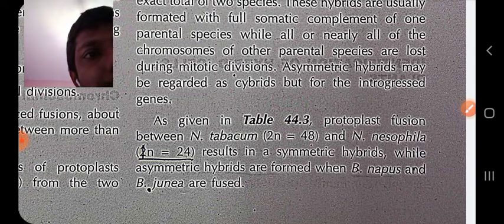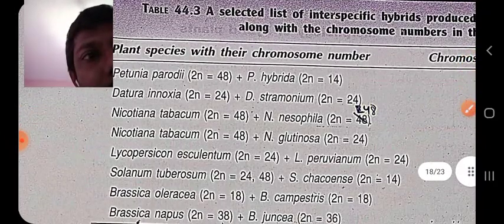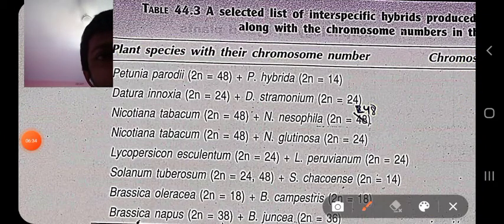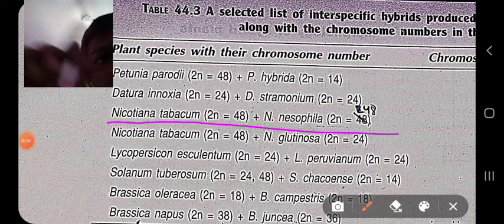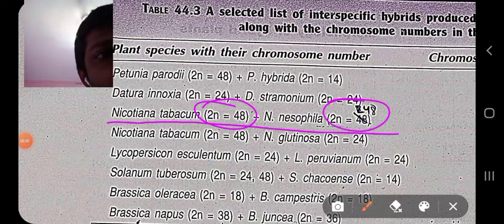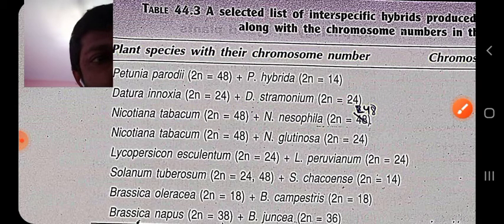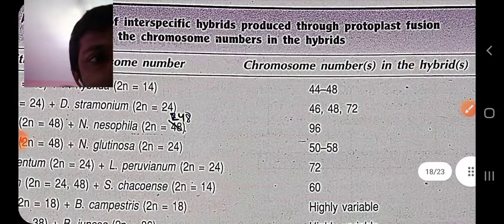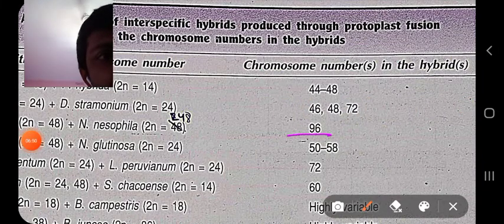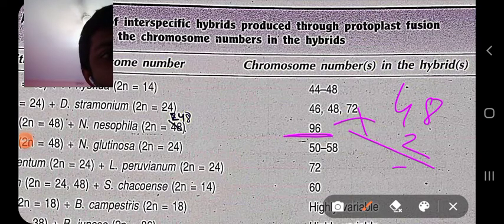So, symmetric hybrids between Nicotiana tabacum and Nicotiana nesophila, it is written. These two have the chromosome number both as 48 in the diploid state, but when they fuse to form the somatic hybrid, it becomes 96. Obviously 48 into 2 will give you 96.